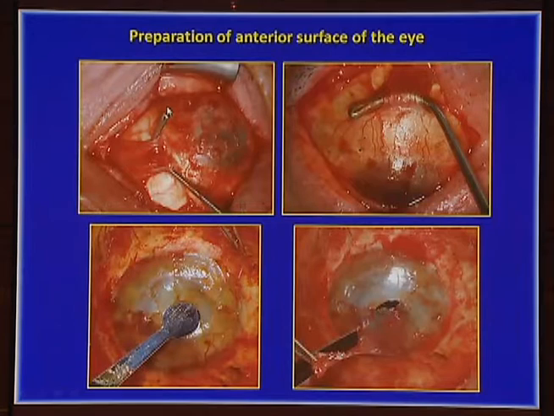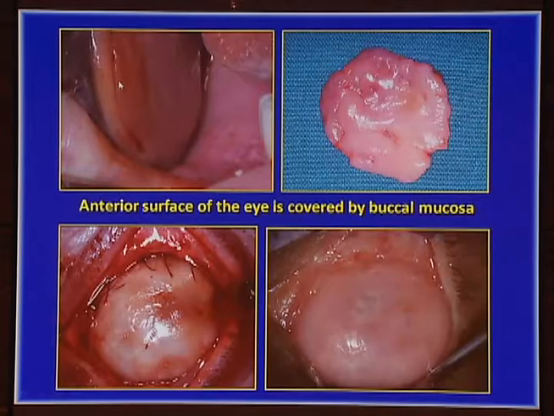This is the preparation of the anterior part of the eye. The muscles are taken. And this is the superficial keratectomy, including the Bowman's membrane. We harvest a large piece of buccal mucosa. We prefer to use the gum mucosa. Strampelli started using the palatal mucosa, but we prefer the gum mucosa, which is thicker and more vascularized. It's about 3 centimeters diameter. And the anterior surface of the eye is covered by the mucosa.